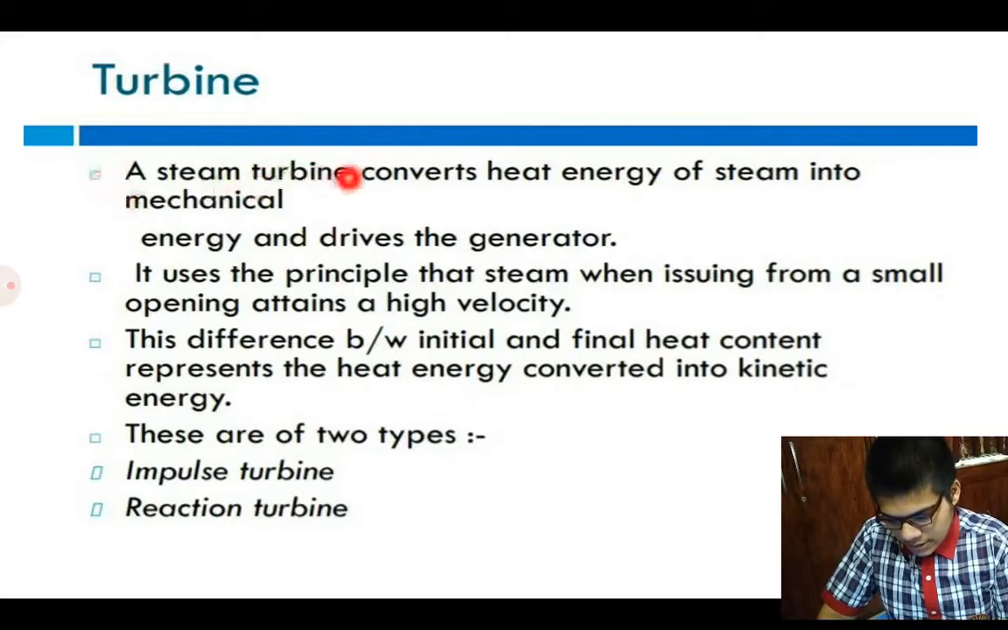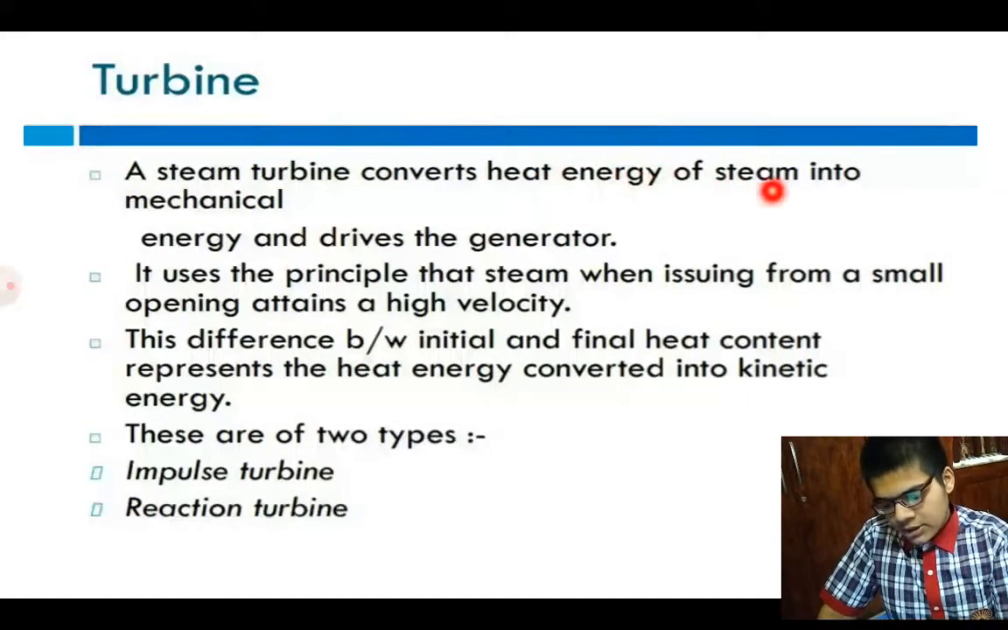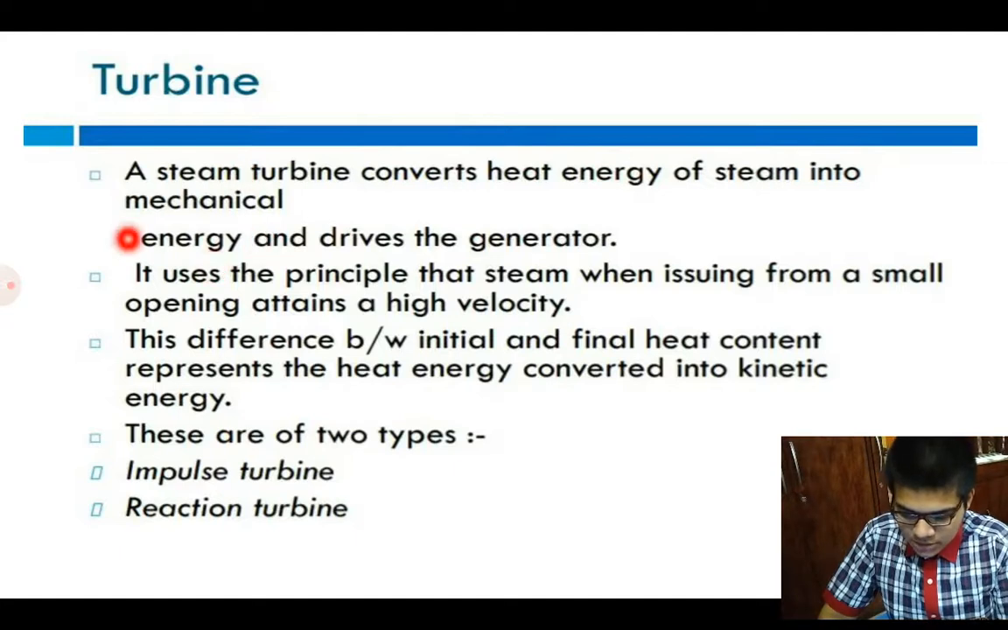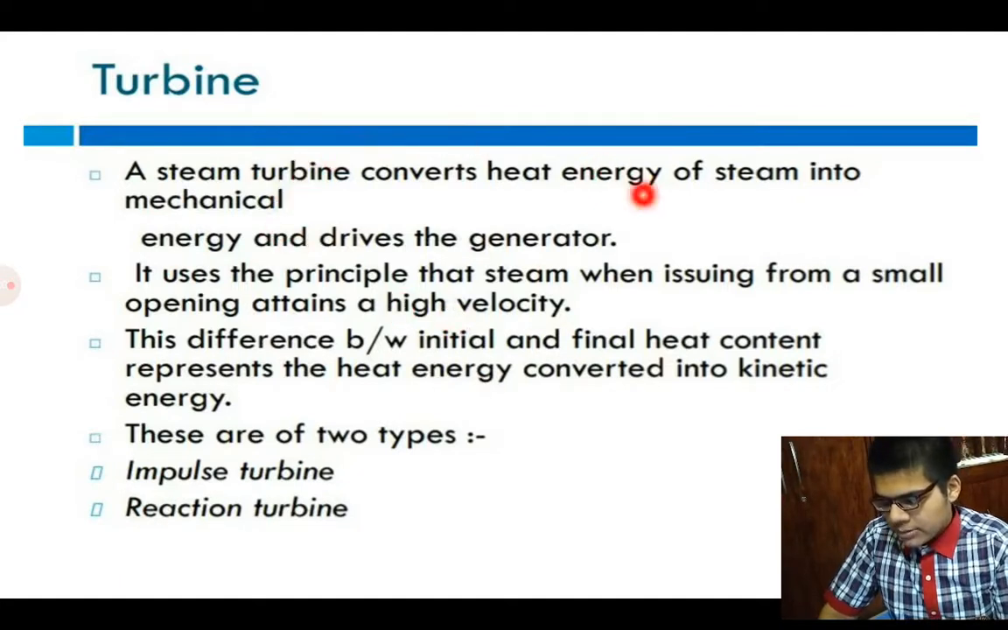Turbine. A turbine converts the heat energy of steam into mechanical energy and drives the generator. The heat energy comes from the coal. Coal gives us heat energy, which turns steam into mechanical energy in the turbine and drives the generator. The turbine is coupled with the generator.